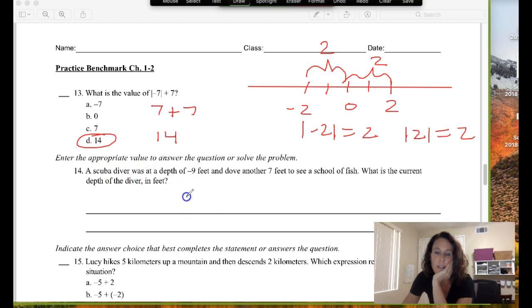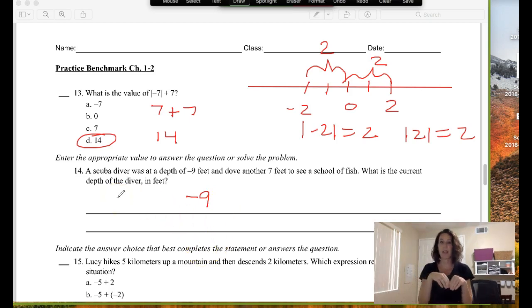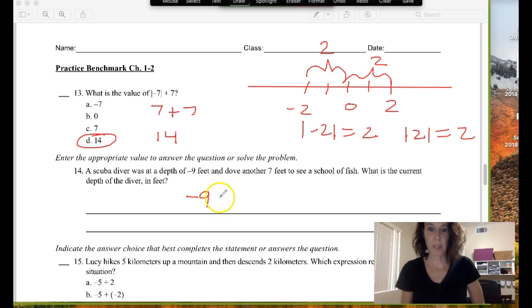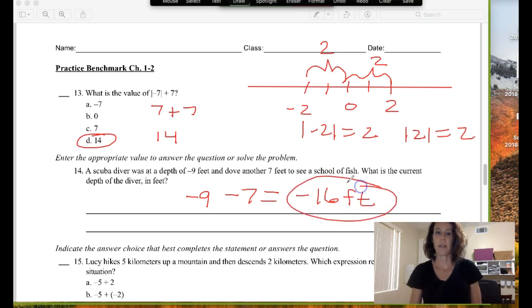So it started at a depth of -9 feet, down, and dove another 7 feet. So am I going to add 7 or subtract 7? If I'm 9 feet down and I'm diving another 7 feet, I'm going to go more down. So I'm going to subtract off 7 more, not adding 7. -9 minus 7 is the same as plus -7. So I'm going to go more in the negative direction, and I should get -16 feet. And that is the diver's current depth.